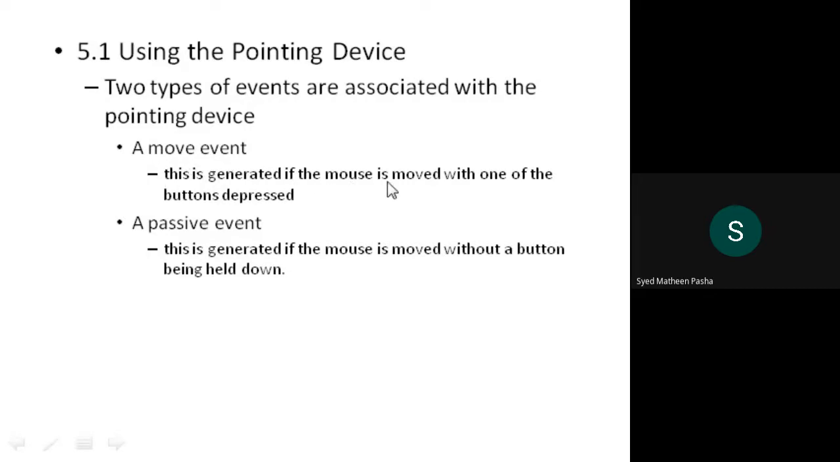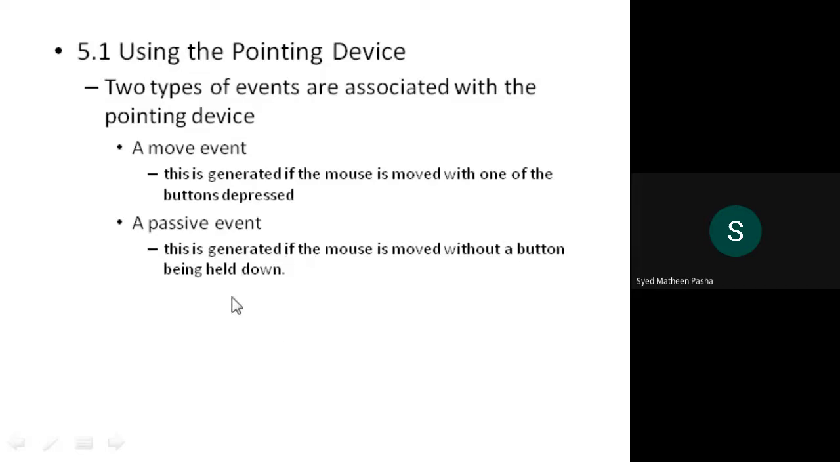This is generated if the mouse is moved with one of the buttons depressed. That is, whenever you move a mouse while pressing either of the keys on the mouse, this move event occurs. A passive event is generated if the mouse is moved without a button being held down. That is, if I just move the cursor. To take an example, you can see the cursor moving on the screen, right? This kind of event is called a passive event.